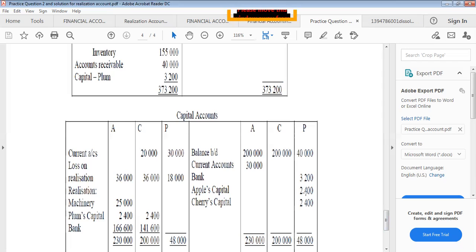2-4 each for Plum, but because they are paying from their capital account automatically, because remember you are dissolved, you have no balances left, basically. So therefore the 2-4 each would have reduced the amount of money they get. Follow me, Charmaine? Yes, sir. So the only figure that would go back into the bank account is for Apple and Cherry, the balance that they should get.